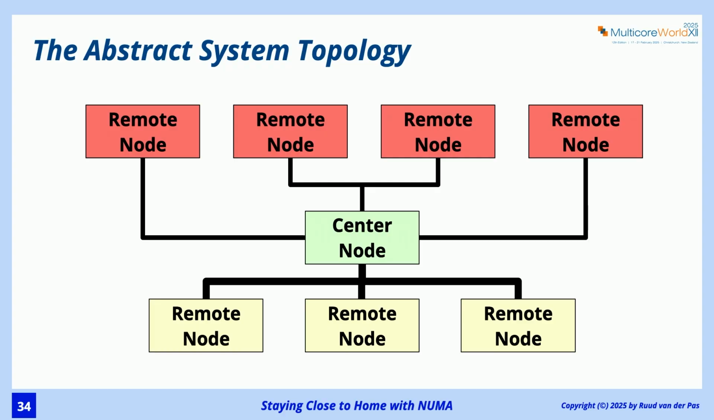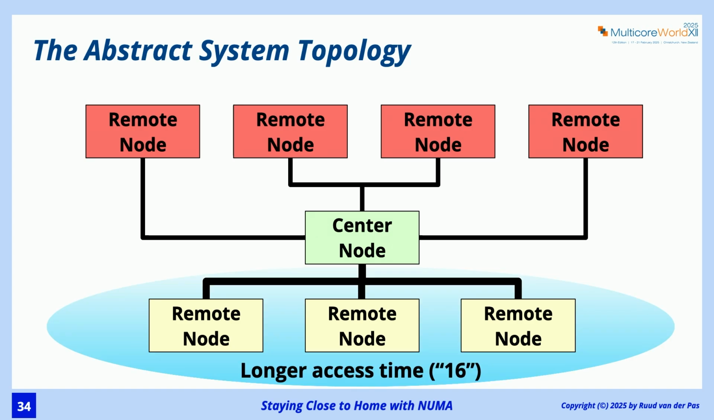Seen from a center node, again, the situation is highly symmetric. From a center node, you have 3 remote nodes. Those are the ones with 16. And you have 4 with an even longer distance to memory. So this is NUMA in NUMA. Thank you, hardware architects. I love it. So that's what you get, and this is actually within 1 chip.